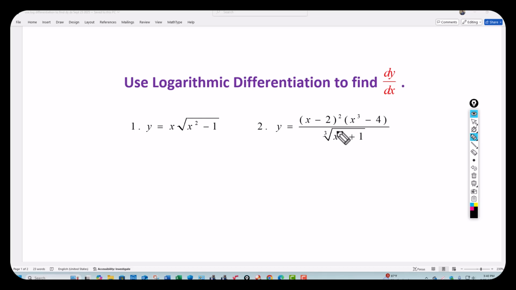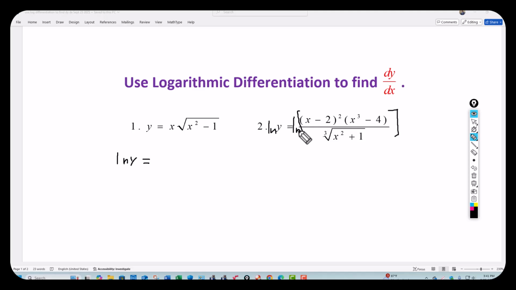Now for the second one, a little bit more involved, more expressions involved in this one, but we take the natural log of both sides. To simplify this a little bit, I'll start it right here. So take the natural log here and the natural log here, instead of having to write the whole thing here. So then ln of y is equal to, on the right side, the natural log of all of this.